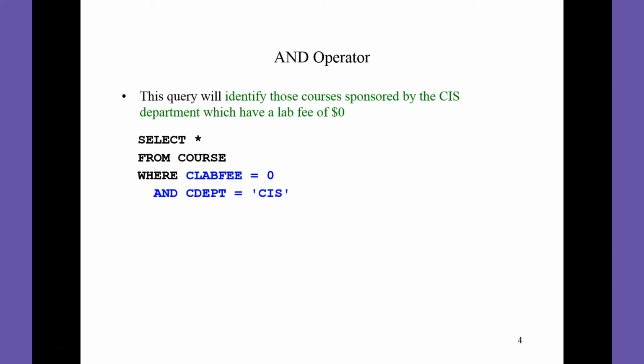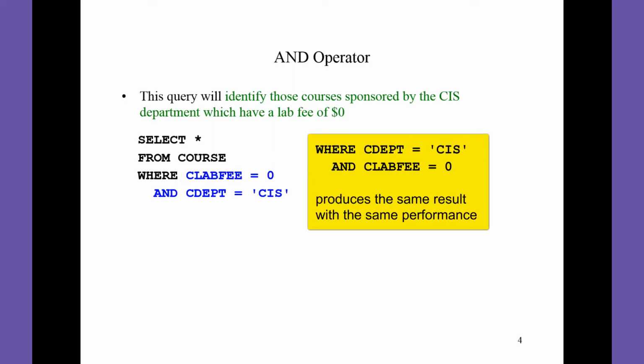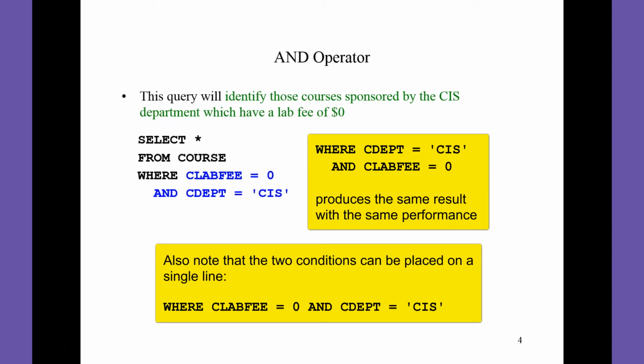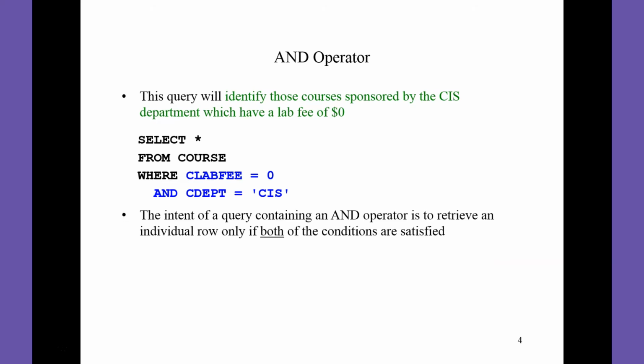The AND keyword is placed between the two selection conditions within the where clause. The order in which the conditions are specified should have no effect on the performance of the query and will not change the question being asked. Thus, we'll get the same answer whether we say lab fee equal to 0 first and department equal to CIS second, or if we change the order. So the intent of a query containing the AND operator is to retrieve a row if and only if both conditions are satisfied.